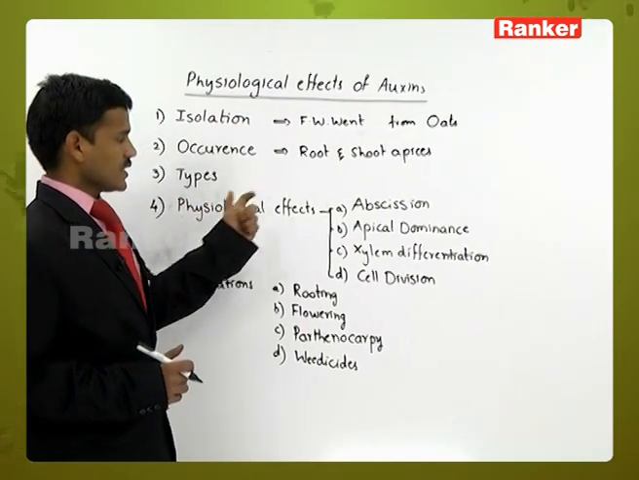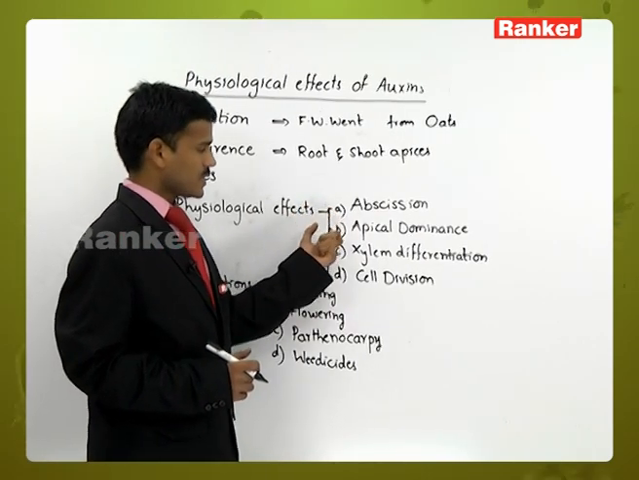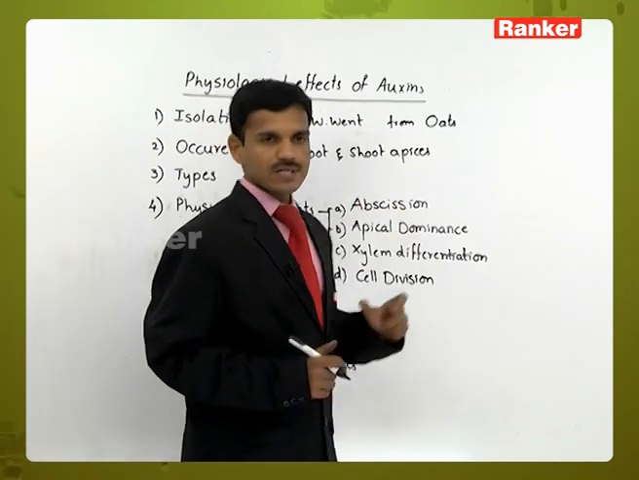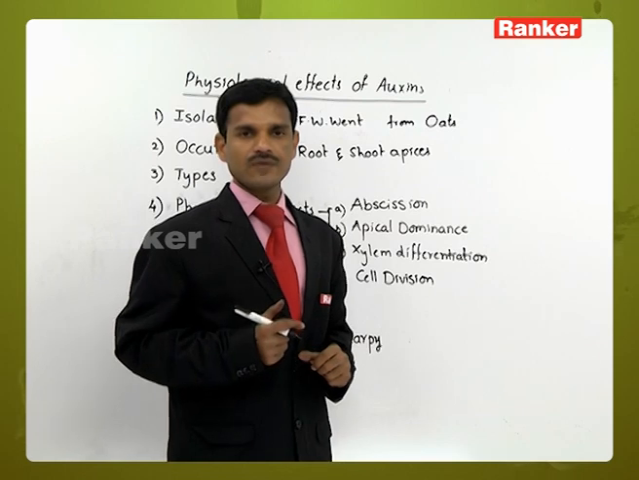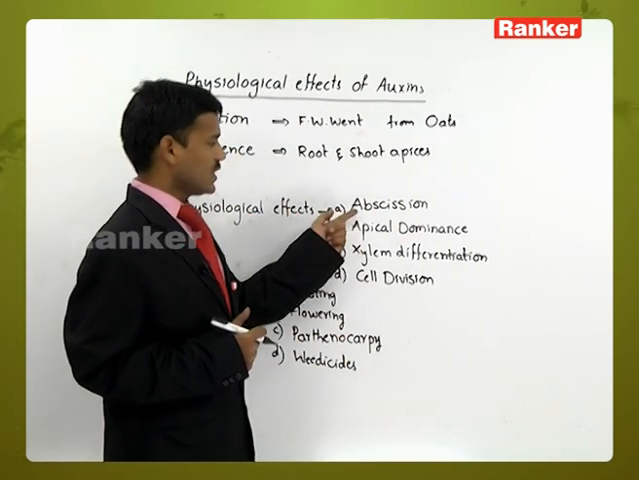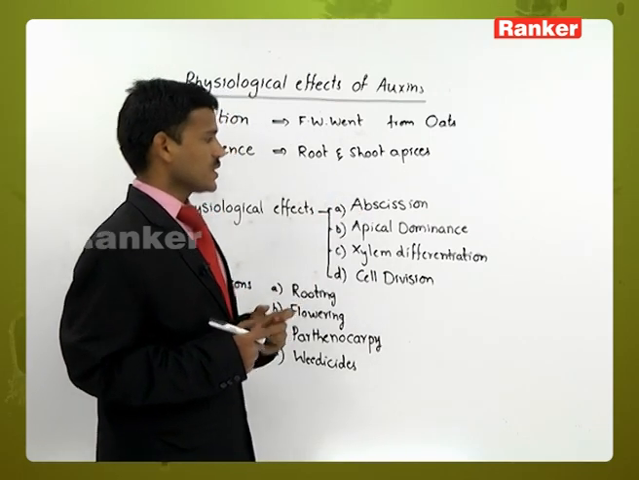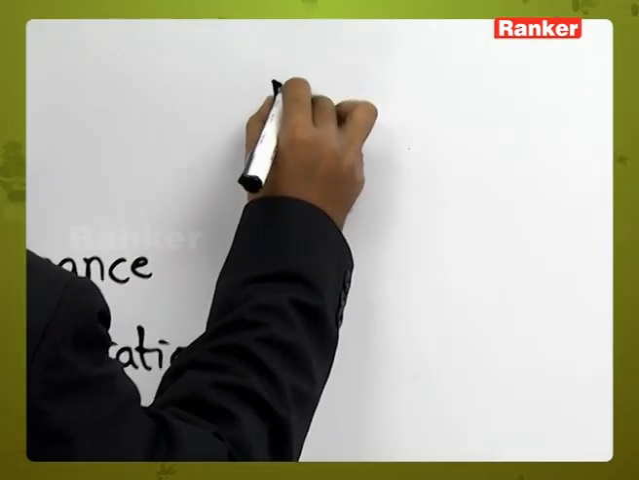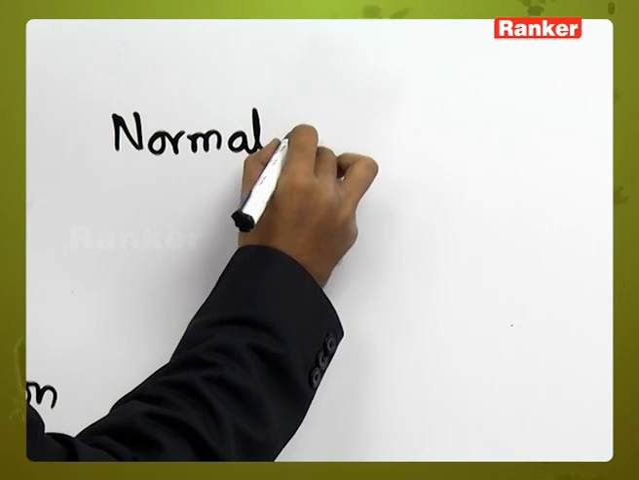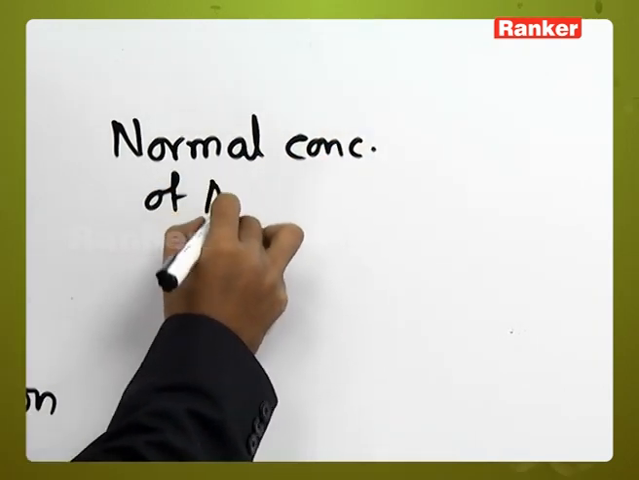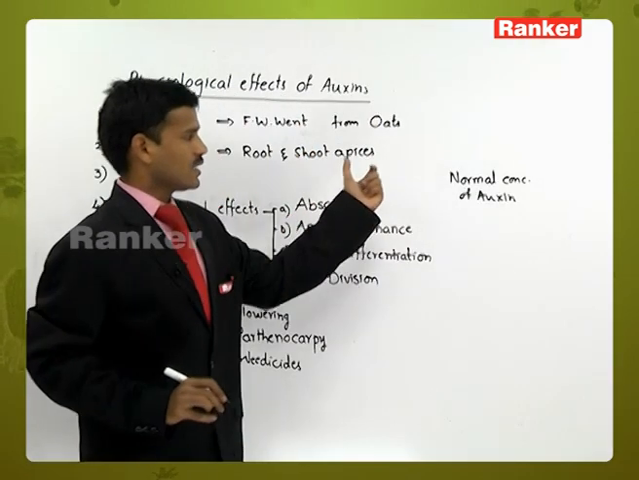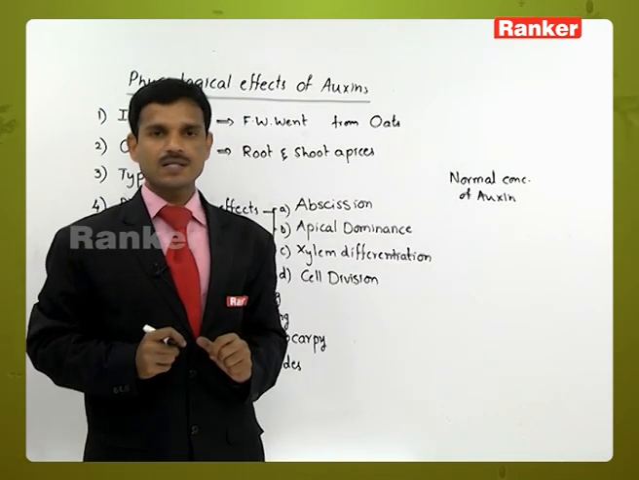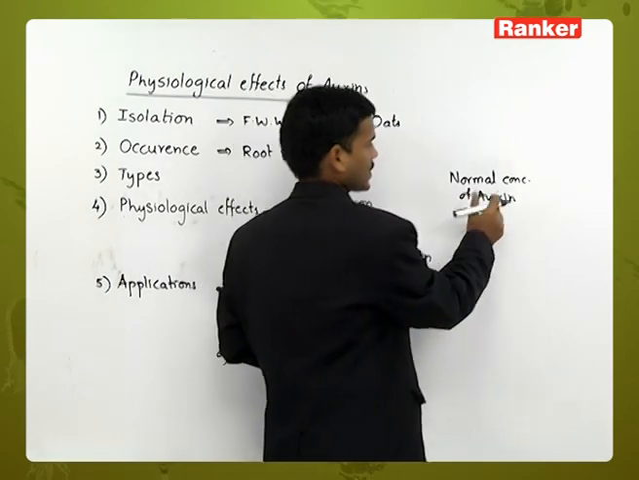Physiological effects of auxins: abscission, apical dominance, xylem differentiation, cell division. One by one we will discuss, starting with abscission. Abscission means the falling of leaves or fruits, the shedding of leaves and fruits. Leaf drop and fruit drop are nothing but abscission. But at the normal concentration of auxins, abscission is prevented. In young plants, the normal concentration of auxins prevents abscission.